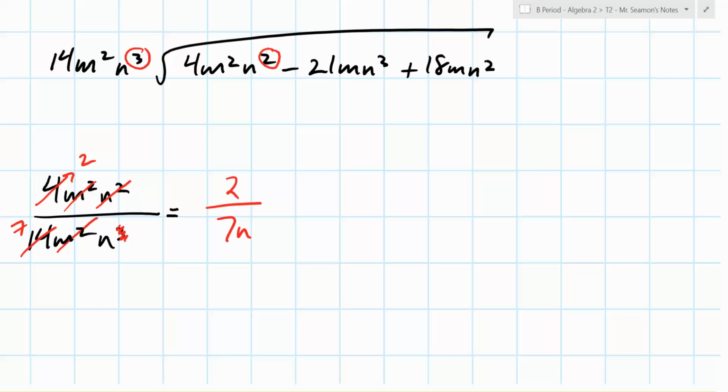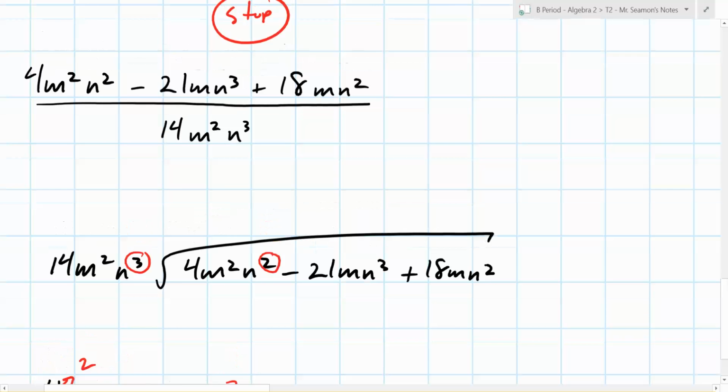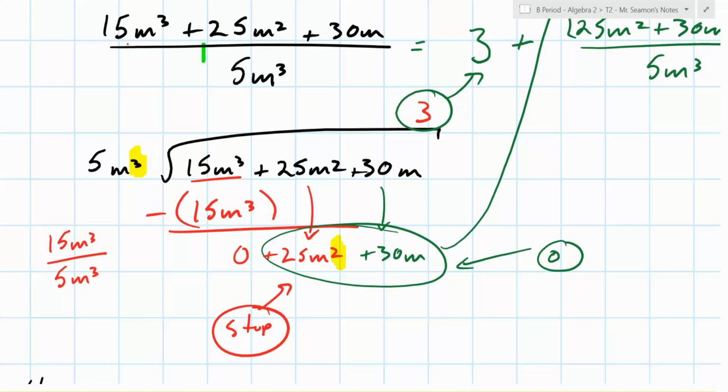2 over 7n plus, nope. Again, why did we stop here? The answer is just the whole thing. Yes, the answer is the original statement. There is no division for us to do because the powers presented to you are not set up in such a way for you to go any further.